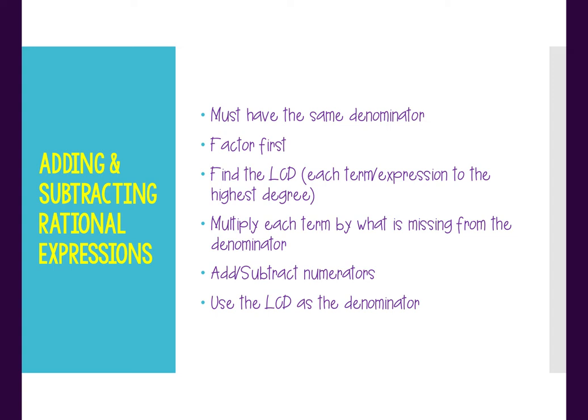Most of them we're going to end up factoring first, then finding the least common denominator, which means you're going to look at all the denominators and you're going to take each term or expression to the highest degree. That's how you're going to find that least common denominator. Then you're going to multiply each term by what is missing from that denominator to the new least common denominator. And then you'll have your same denominator, so you'll add or subtract the numerators. And the ending answer would have your least common denominator as the denominator.